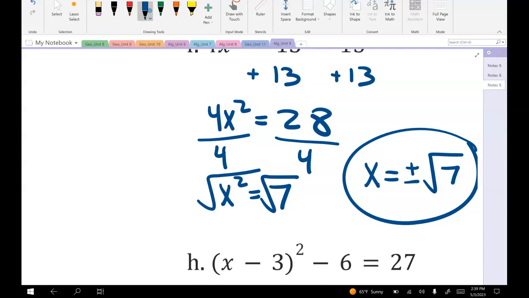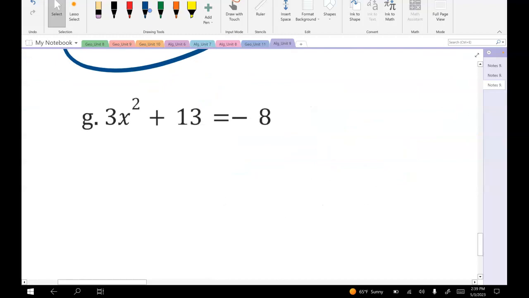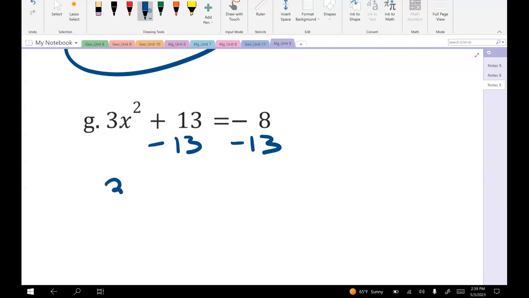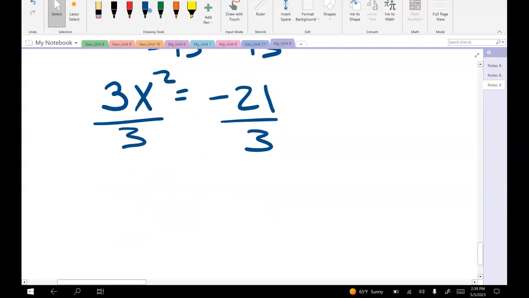All right, final two examples. Here we're going to, again, always do any addition or subtraction first if you can. And subtract 13 from both sides. So we have 3x squared is equal to, this will be negative 21. Divide each side by 3 to get that x squared by itself. So you have x squared is equal to negative 7.